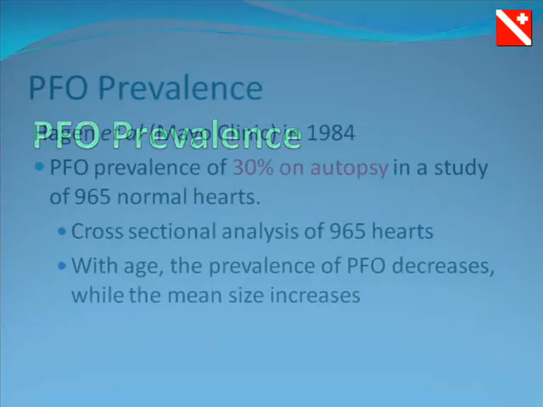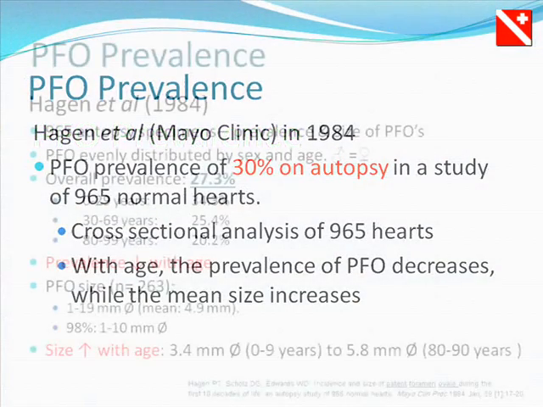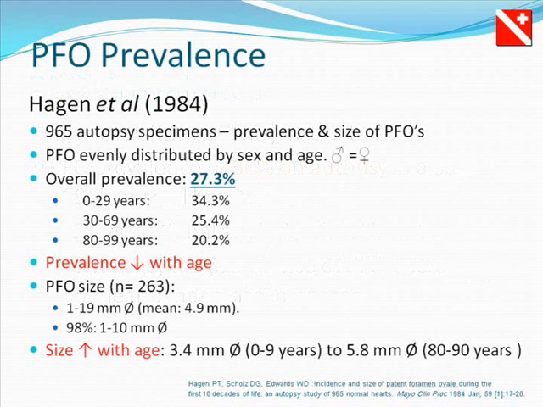Let's quickly look at the prevalence, and I think most of you know about the classic Mayo study. Nearly 1,000 autopsies. They found the prevalence was about 30% in that group. And what they also found is that as people grew older, the prevalence decreased, but those that still had PFOs had larger PFOs. So that's pretty much what came out of that study.